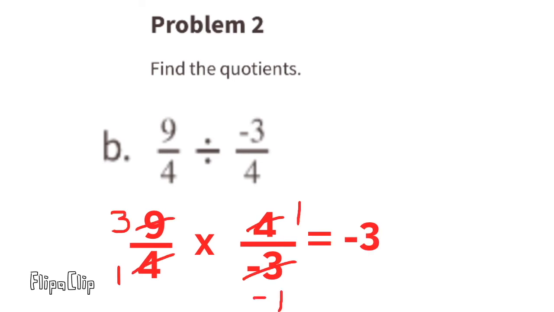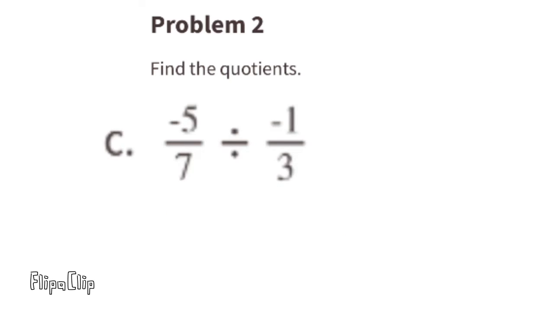We could simplify this by cross-canceling. On the left side, 4 goes into 4 once, and on the right side, 4 goes into 4 once. 3 goes into 9 3 times, and 3 goes into -3 -1 time. Multiply across the top, 3 times 1 is 3. Multiply across the bottom, you have 1 times negative 1, which is negative 1. And 3 over negative 1, or 3 divided by negative 1, is negative 3.